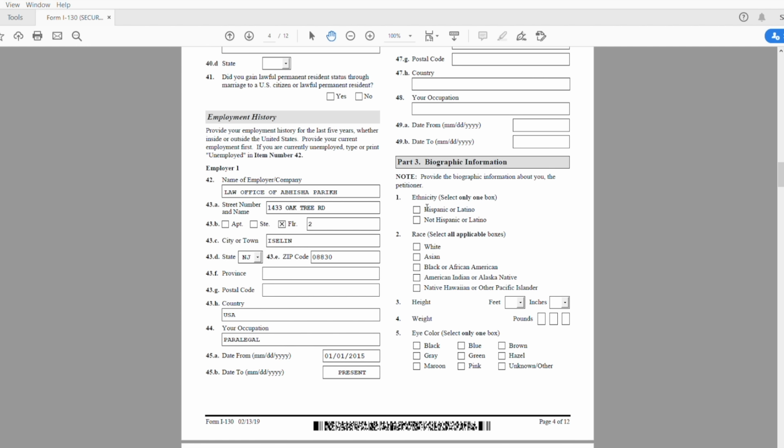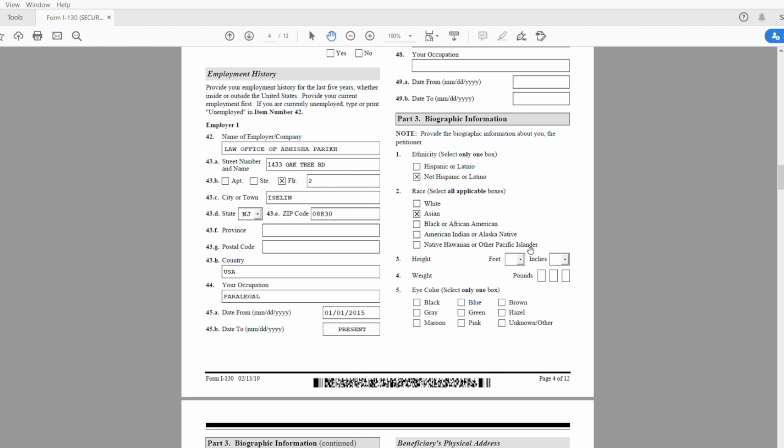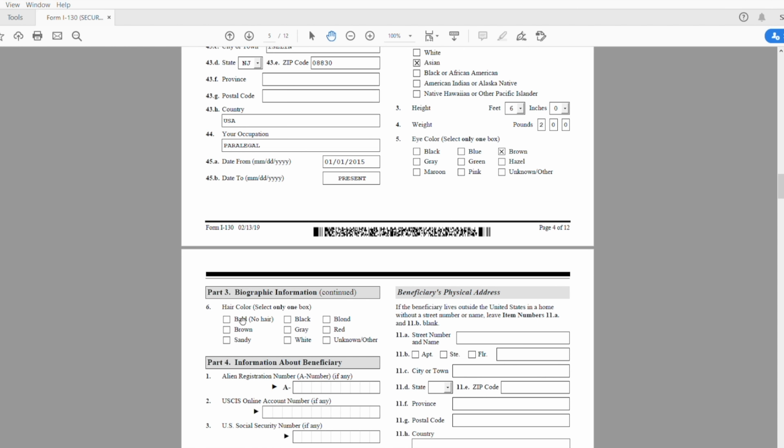Hispanic or Latino, not Hispanic or Latino, so please indicate accordingly. Race, select all applicable boxes. So here, Mr. Patel is from an Asian descent. Height is 6 feet, and he weighs 200 pounds. Eye color, select only one box. Hair color, select only one box.